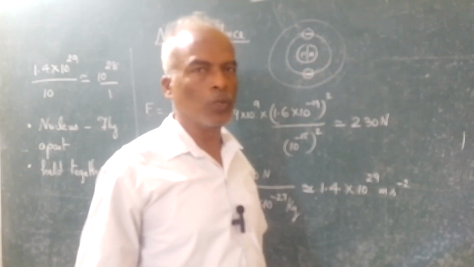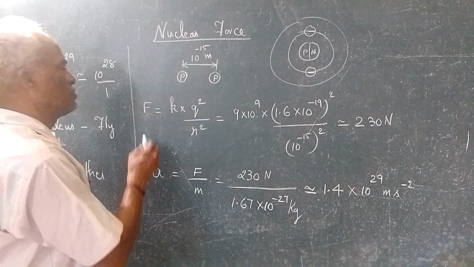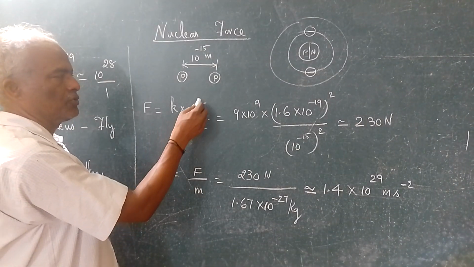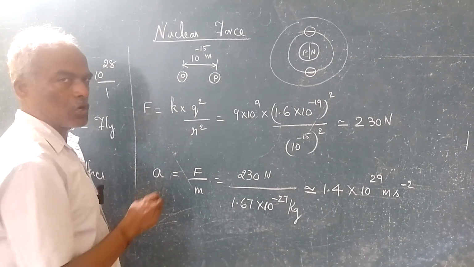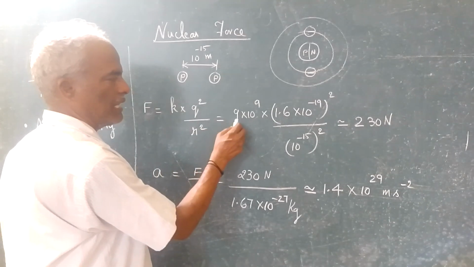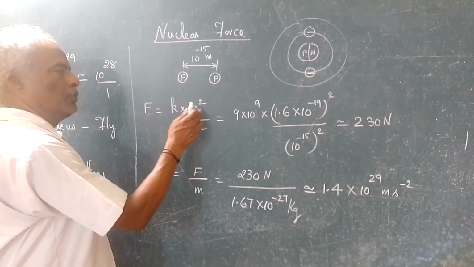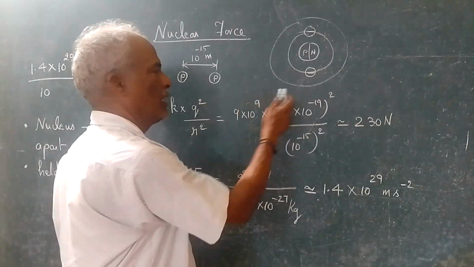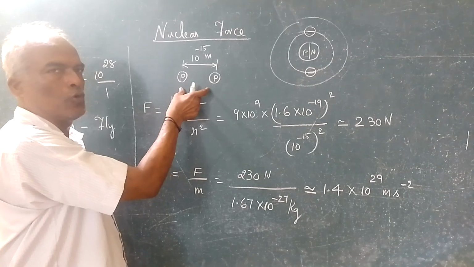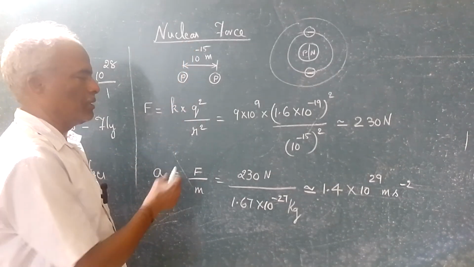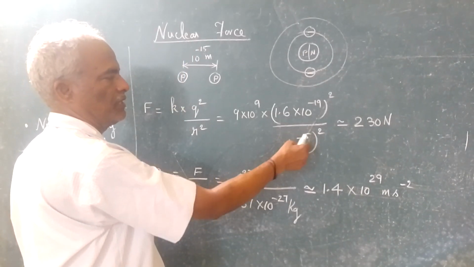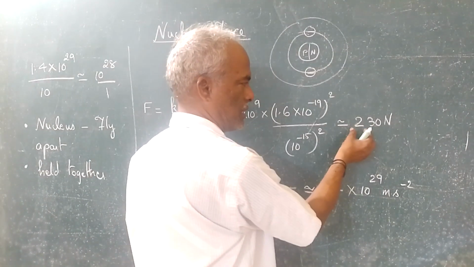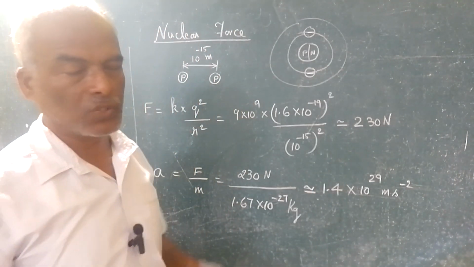So we go by Coulomb's force. The repulsive force is given by K into Q square divided by R square. K is a constant, the value of K is 9 into 10 power 9. Q is the charge, 1.6 into 10 power minus 19, squared. The distance between the two protons is 10 power minus 15 meter approximately, so 10 power minus 15 the whole square. If you simplify, you will get approximately 230 Newton force, that is Coulomb's force.